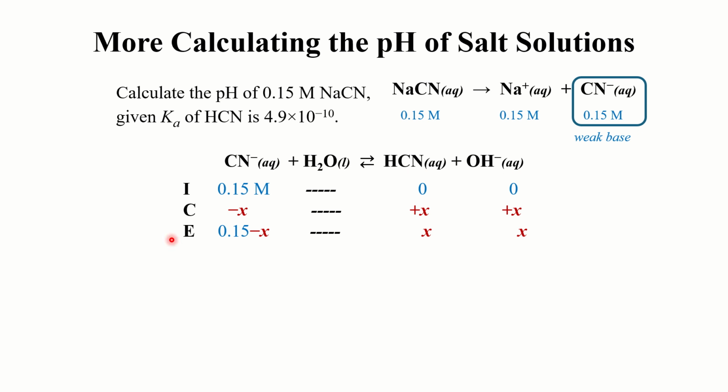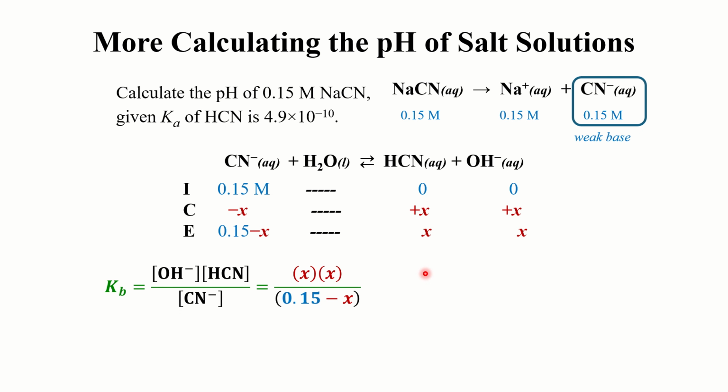Then we set up the ICE table. Concentration of CN- is 0.15 molar. H2O you can ignore because it's a liquid. The HCN and the OH- are both going to start at 0. Everyone's coefficient is 1, so our changes are minus x and plus x, giving equilibrium concentrations of 0.15 minus x and x for both products.